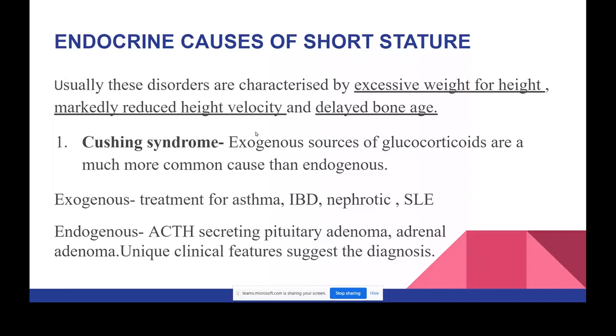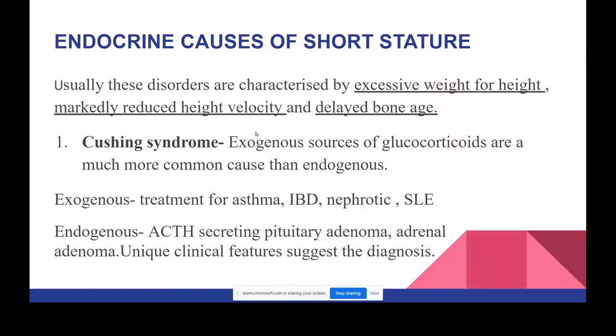Now, number one, Cushing syndrome, and I explained to you earlier, it can be either exogenous sources of glucocorticoids or endogenous causes of glucocorticoids. Exogenous sources of the glucocorticoids are a much more common cause than the endogenous. So what is exogenous? Treatment for asthma. I probably do not agree with asthma now, because most of the children with asthma don't get excess steroids because they are getting very low doses. And inflammatory bowel disorder, you know how it affects. And nephrotic syndrome and systemic lupus erythematosus.